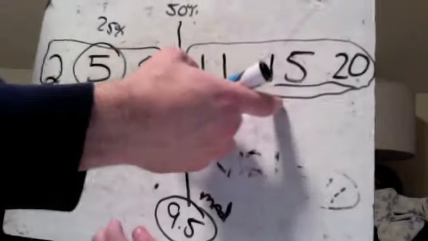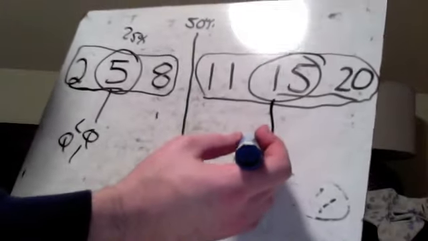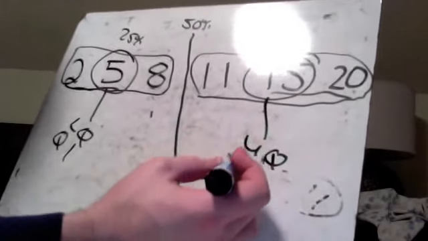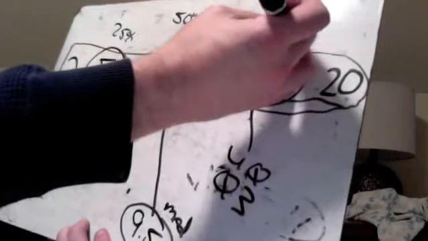Then if I look down at this end, an easy middle number also would be 15. Get down here, that would be my upper quartile, or my third quartile, or my third quarter, which would be 75% of the data.